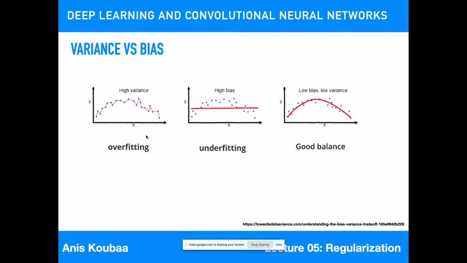In the case of overfitting, we say that we have a high variance, because the model is very complex. And here, in the case of underfitting, we say that we have a high bias.